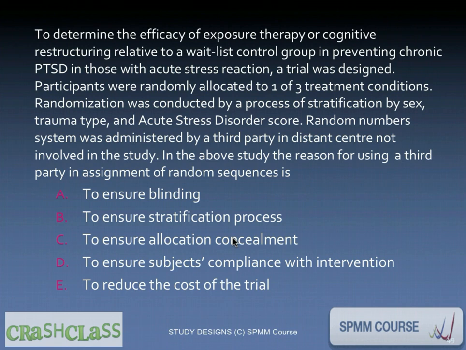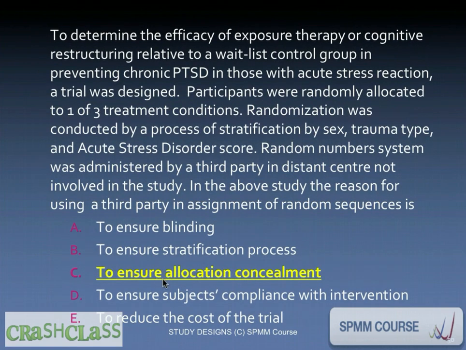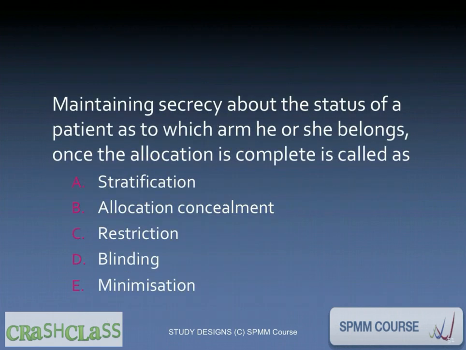So why do we use a third party for assignment of random sequences? We want to ensure concealment of allocation. So the answer is C, allocation concealment. That's the main reason for doing this kind of centralized allocation.